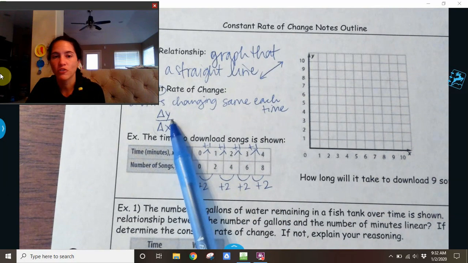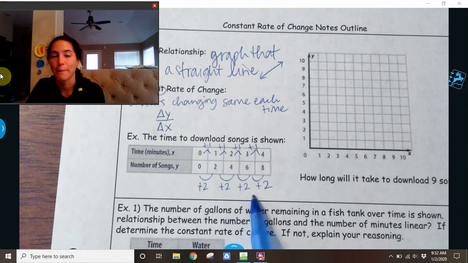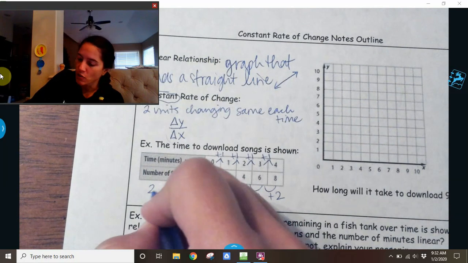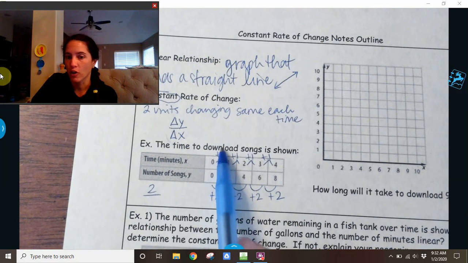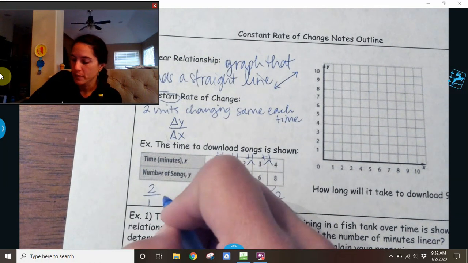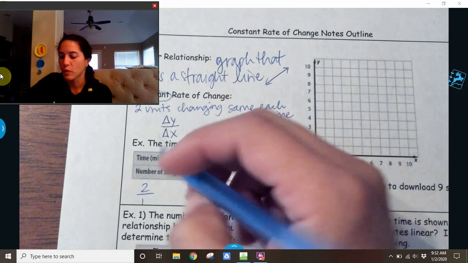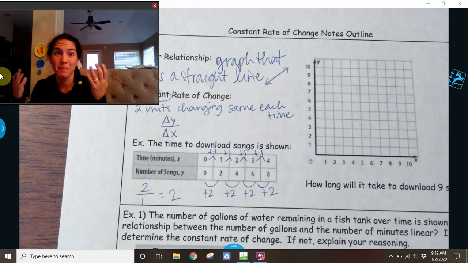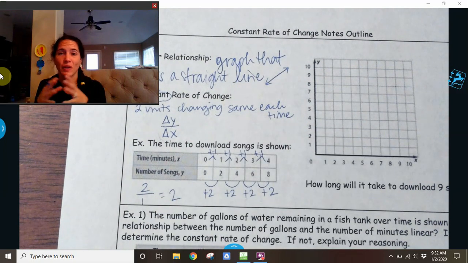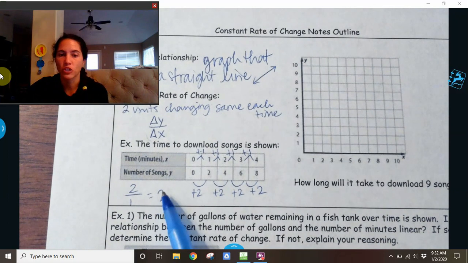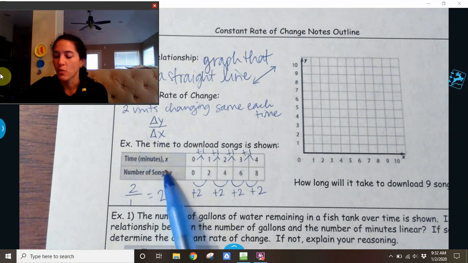So to find our change in y, we look at what happened every time, and you notice every time it was a constant change. So our change in y is 2 over our change in x, which is 1. And right now it's 2 over 1, which is 2. Now, that doesn't really mean anything to us until we put our units to it. That's what makes this a rate of change, because we need units to know what we're talking about. So our rate of change is 2. And what was the y value?